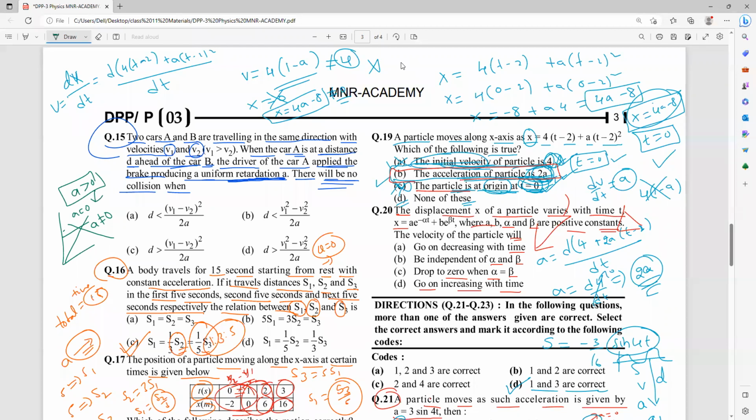If acceleration is greater than zero, then the velocity goes on increasing. If acceleration is negative, then it goes on decreasing with the time. Understood? If acceleration is zero, then what? It drops to zero when alpha equals beta, sorry, it's not possible. Drop to zero will never happen. So let us verify the options. Rudreshwar is saying option D. Okay, let us solve it now, all of you.